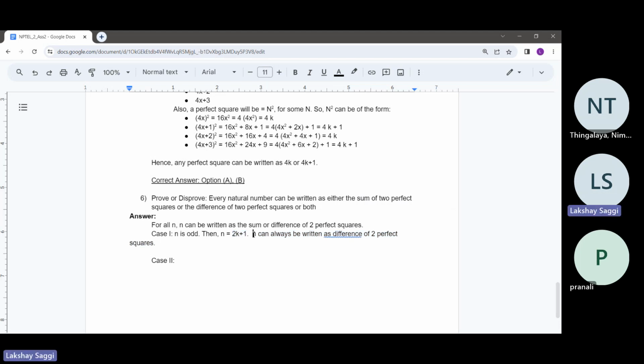And now what I'm claiming is that in this case, n can always be written as a difference of two perfect squares. Now this is my claim. Do you guys see what will be the two perfect squares whose difference will be equal to 2k plus 1?